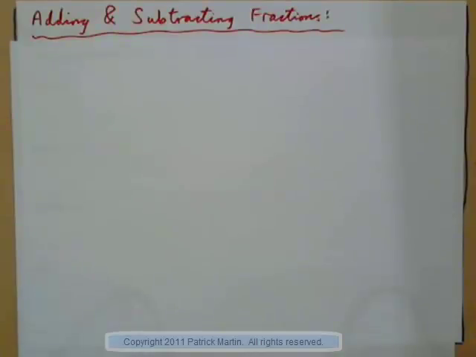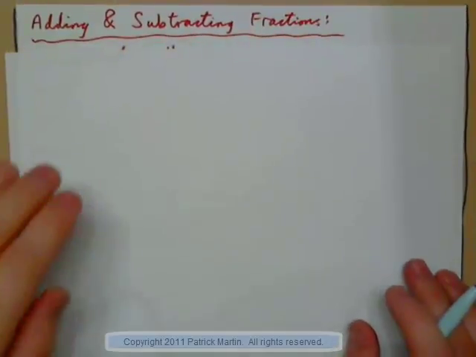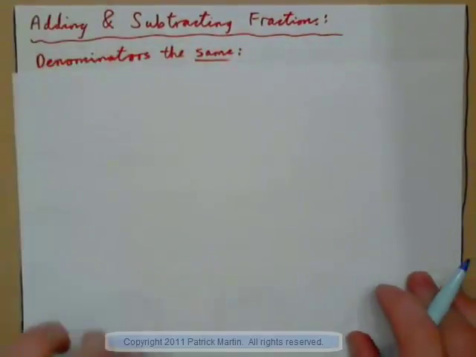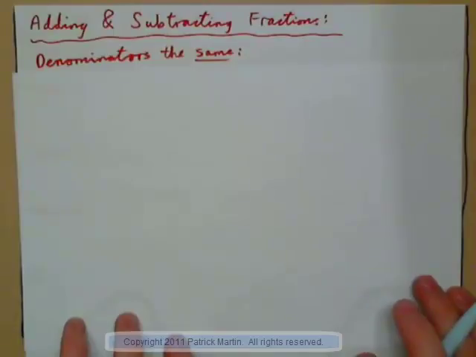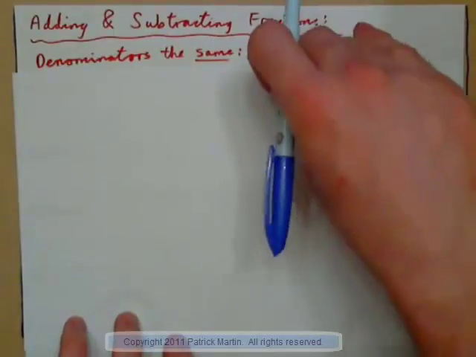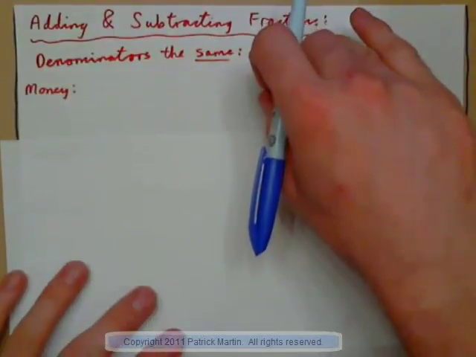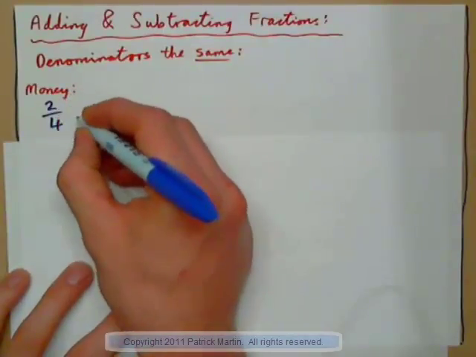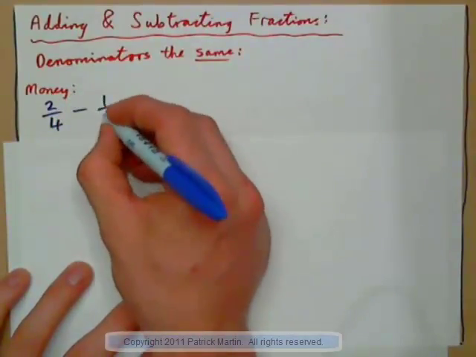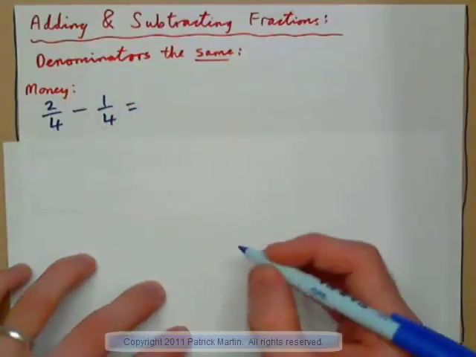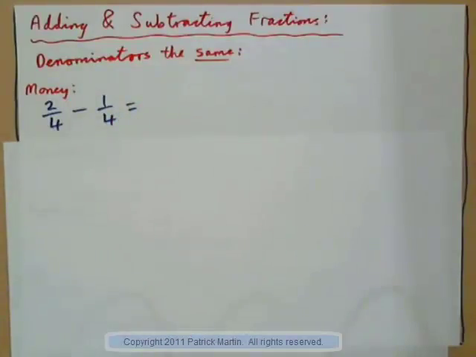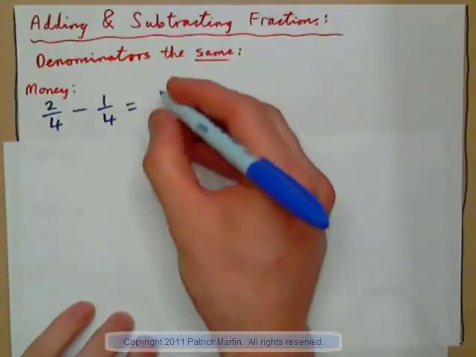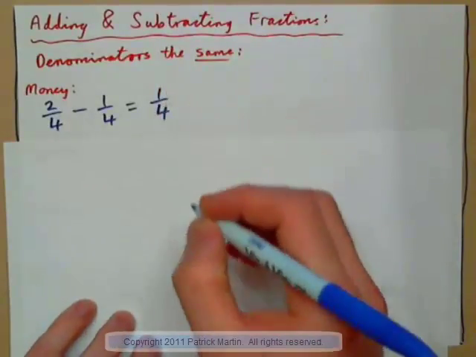Okay, let's cover adding and subtracting fractions. We first need to start and look at when the denominators are the same, when the bottoms are the same. So let's first think about money. If we had 2 quarters minus 1 quarter, write down what that would be. Think about money, 2 quarters minus 1 quarter. Well, that's 1 quarter, isn't it?